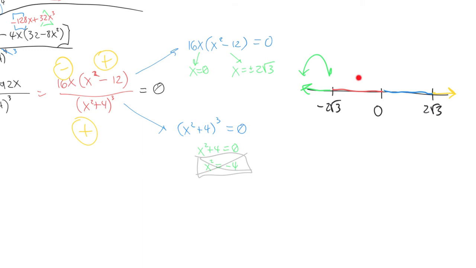Now, what about negative 1? If we were to choose negative 1, which is in the red region, we could do that. So I'll get rid of this stuff real quick. Okay, if we choose negative 1, this would be a negative number, of course. And this would be another negative number, because negative 1 squared is 1, minus 12 gives us a negative number, and then we would have a positive number down here. So we'd have a negative times a negative, which is a positive, and a positive over a positive is a positive. So that would be concave up in that case.